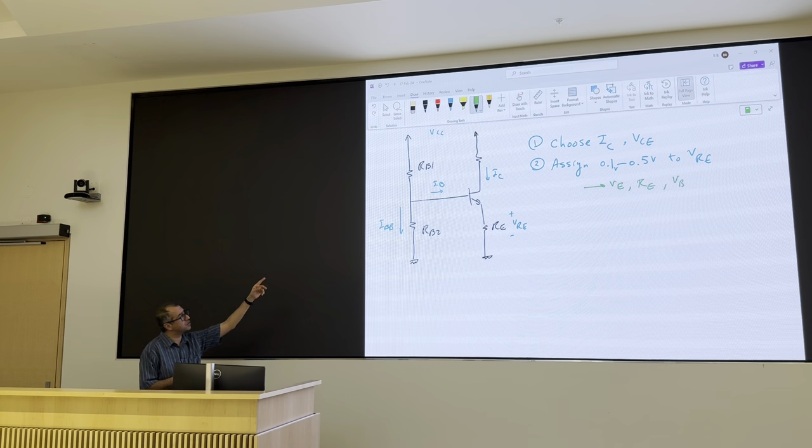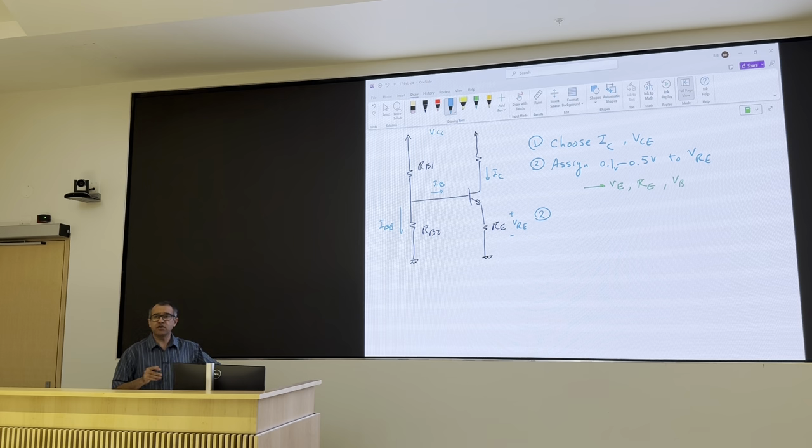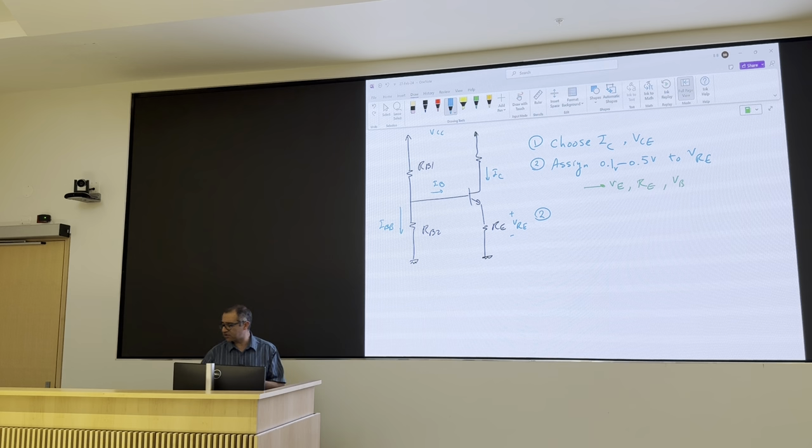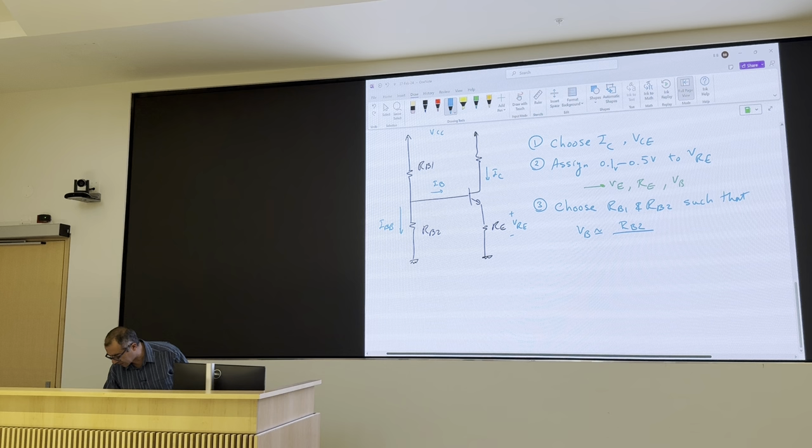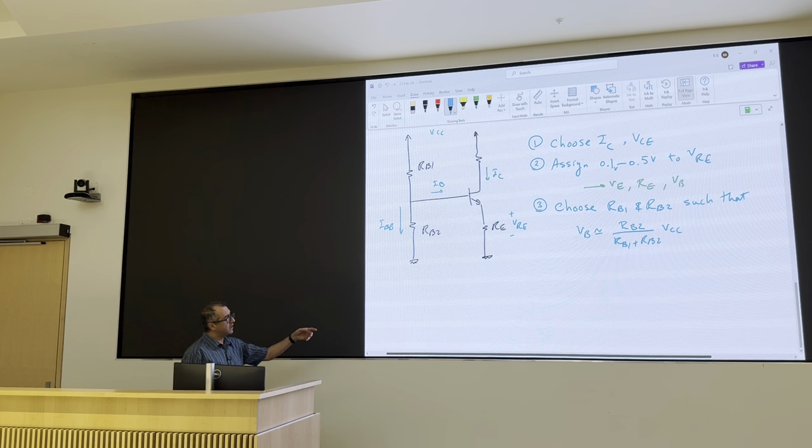So in the next stage, you also know IB. By this time, because you know your transistor and you know there's a data sheet, you have a rough idea about the beta for your device. So once you know your IB, you choose RB1 and RB2 such that these two conditions are met. VB is more or less whatever you want from the voltage divider. Right? So that's the voltage divider.